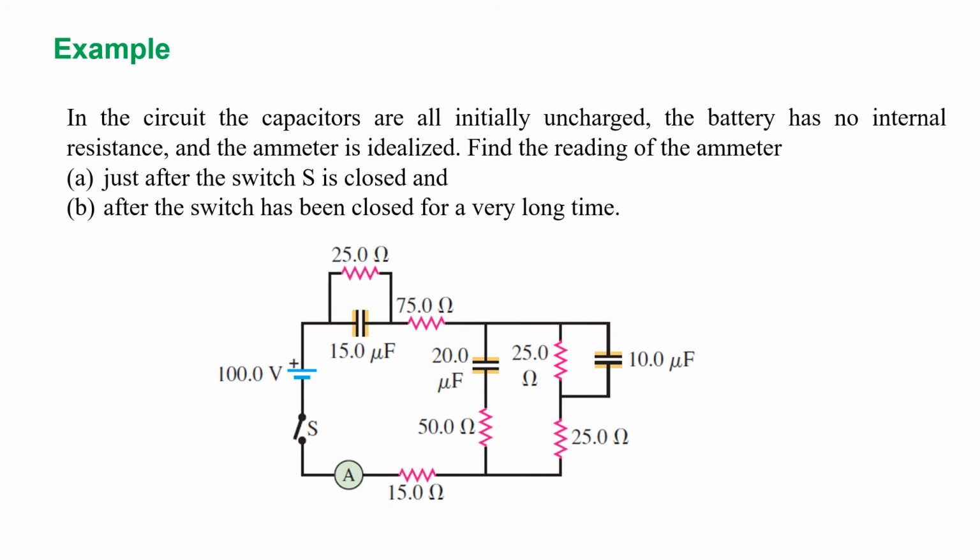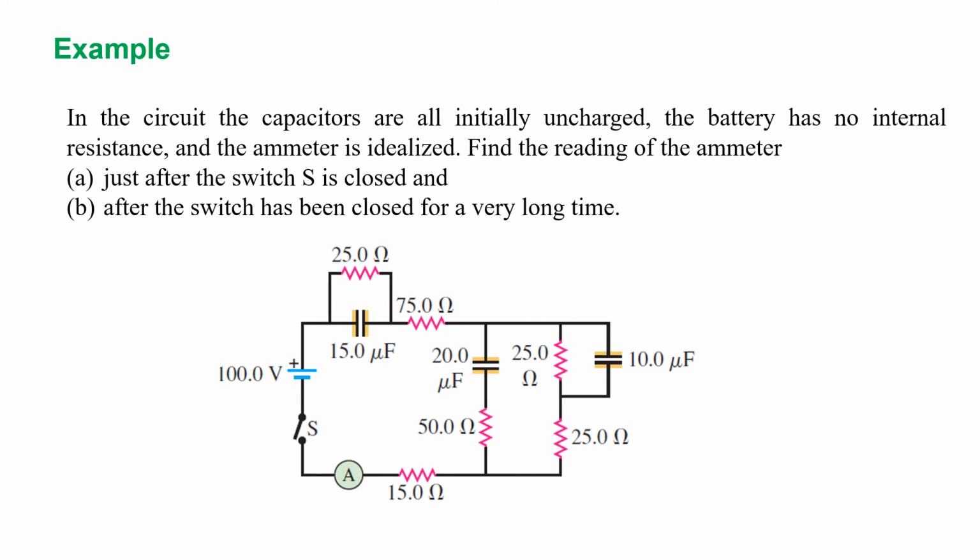We have a last example. In the circuit, the capacitors are initially uncharged. The battery has no internal resistance, and the ammeter is idealized. Find the reading of the ammeter (A) just after the switch S is closed, and (B) after the switch has been closed for a very long time.